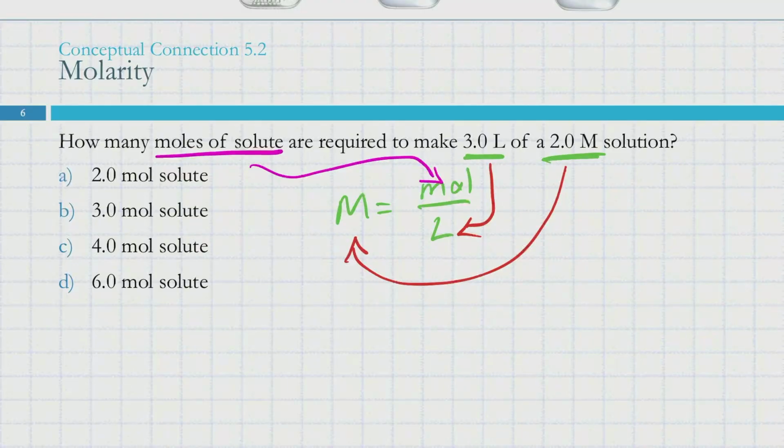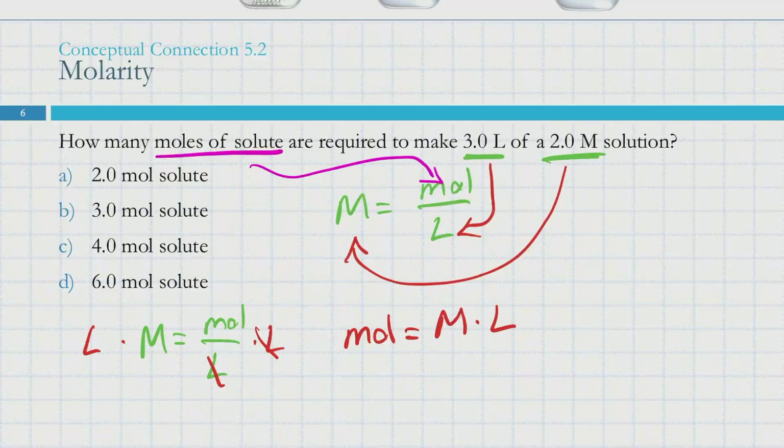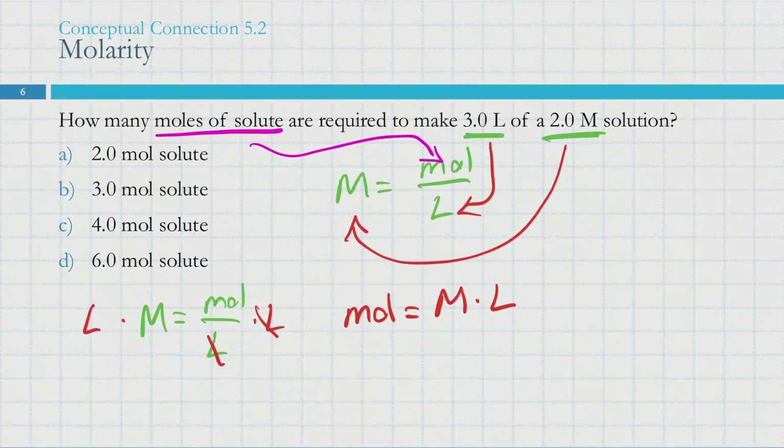So we can rearrange. So big M equals moles over liters. We move liters, and we're left with moles equals molarity times liters. So we plug in our numbers. Our molarity is 2.0, capital M. Our liters is 3.0 liters. So our answer would be 6.0 moles of solute. That's one of the ways that you can solve the problem.